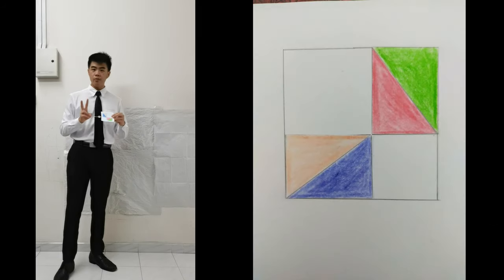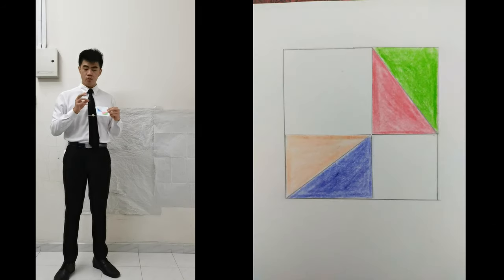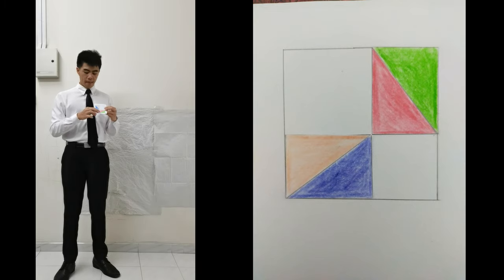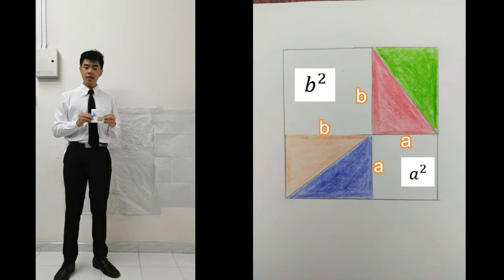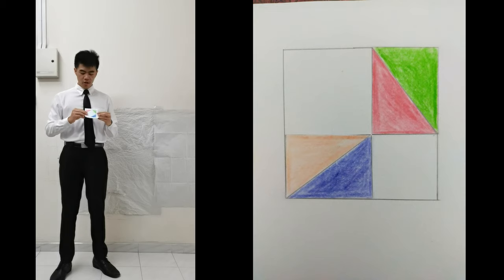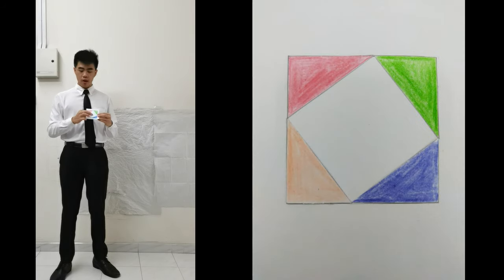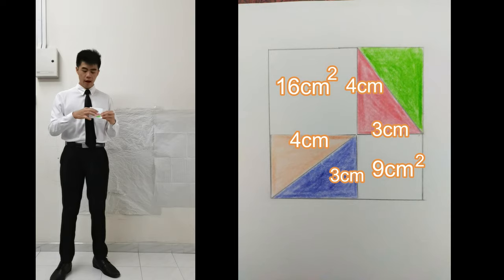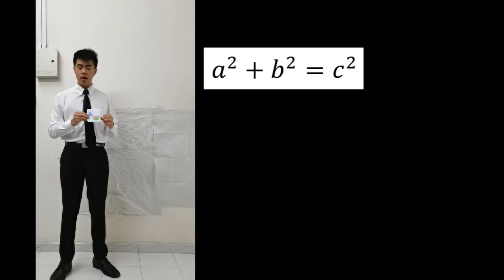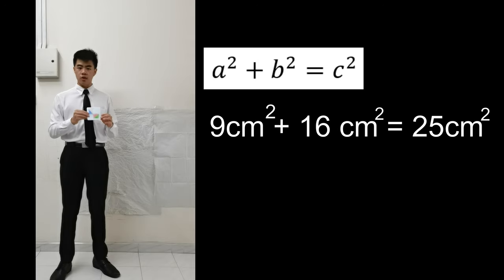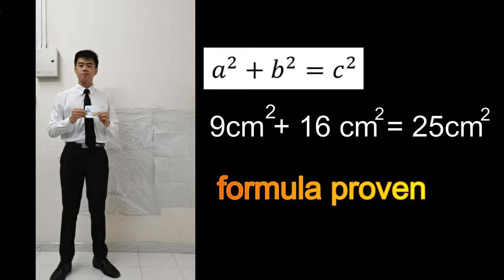Okay, I continue. For the second prototype, I have rearranged the triangles and eventually I found that there are two squares, which is a times a, which is a squared, and b times b, which is b squared. I proved it with calculations. For the first square, the c squared, which is 5 times 5 equals 25, and for the second prototype, that is 3 times 3 equals 9, and 4 times 4 equals 16, and eventually I can prove the formula a squared plus b squared equals c squared, which is 9 plus 16 equals 25. So the formula is proven.